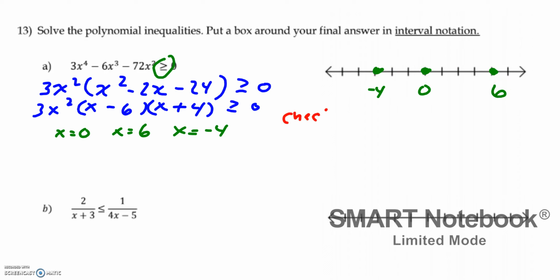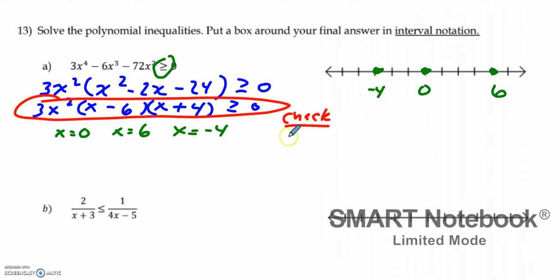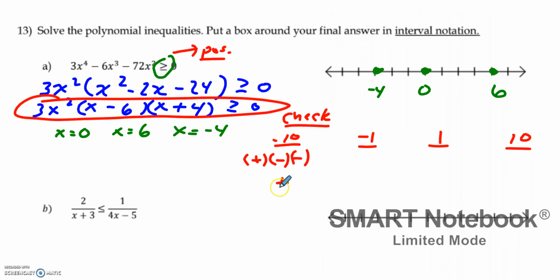What we'd have to do now is check our intervals. So I'm going to pick something within each interval and plug it into the most reduced version here. I'm going to plug in negative 10 for the first interval, negative 1 for the second, positive 1 for the third, and positive 10 for the fourth. If I take negative 10 and plug it into something squared, that's going to be positive. Negative 10 in here is negative. Negative 10 in here is also negative. So this result is positive, and I want results that are positive because they're bigger than 0. So this interval works.